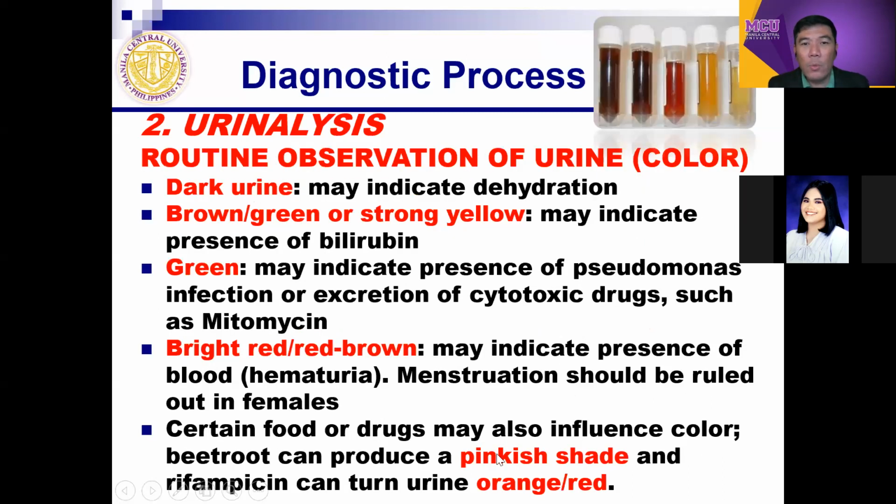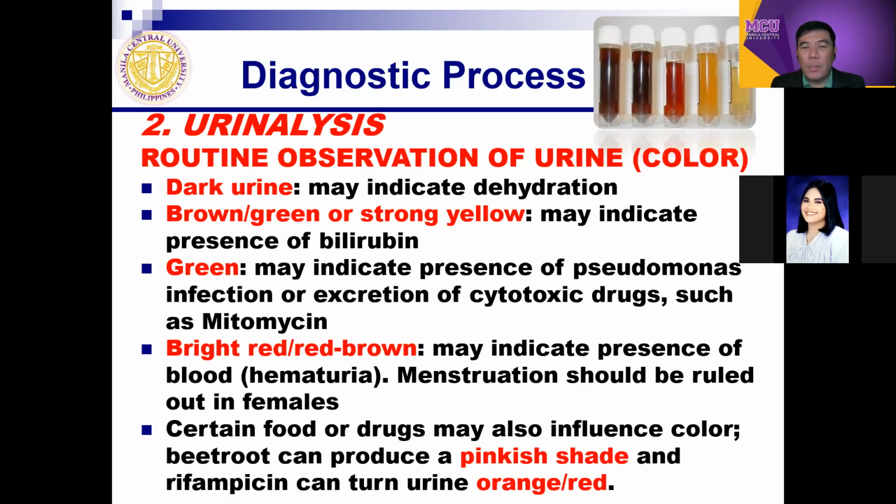So another review, we have also reviewed and discussed the routine observation for urine color. We have the dark urine, which is an indication of dehydration. If the urine is almost transparent, almost clear, it's not a good indication also, because that is overhydration. So the concentration is too diluted.